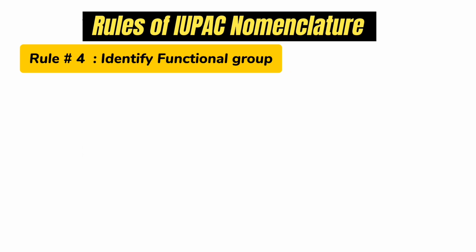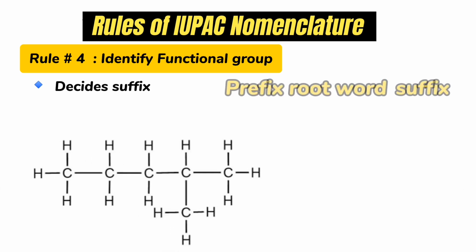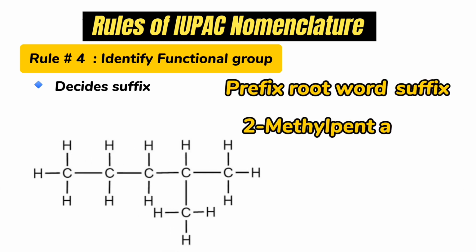Rule number 4. Identify the functional group of the organic compound. This decides the suffix used after the root word. For example, this compound is an alkane, so the suffix ane is used. Here the name is completed: 2-methyl pentane. The third learning objective of this video is practice nomenclature.